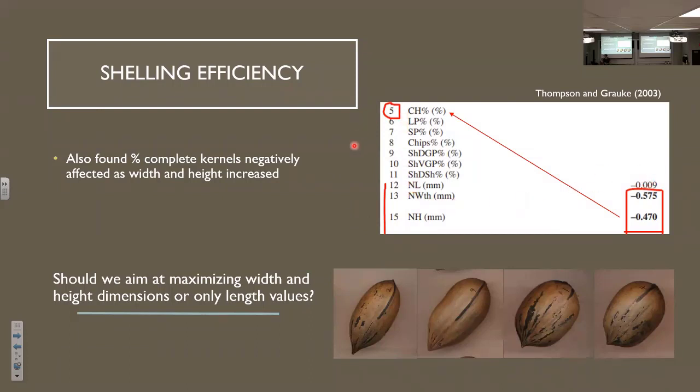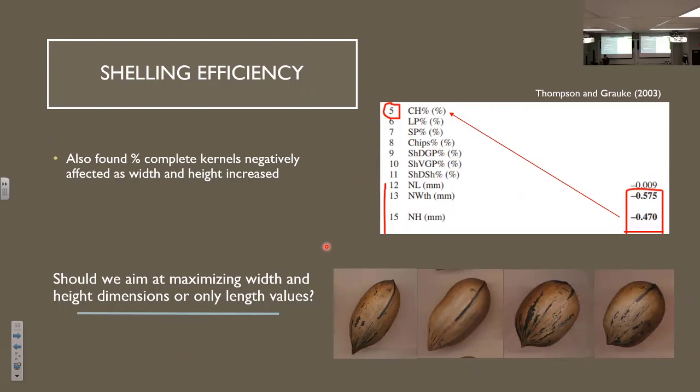But length seems to have no real effect on this. But I think this is also tying back into the fact of, remember how I mentioned that those blocky or elliptical shaped nuts in the past have been found to be really the most common or most successful cultivars. I think that's tying back into the fact that we're seeing the adequate ratio of length, width, and height to those nuts based off of that elliptical shape, both for shelling purposes as well as filling out quality measurements as well.